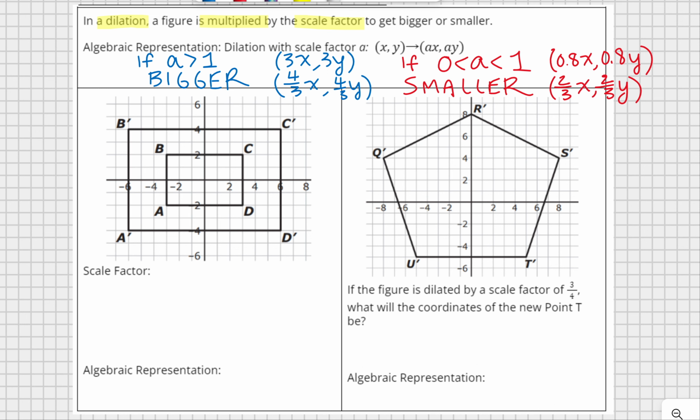In the first example on the left, we have the original rectangle ABCD, and then the new rectangle, which is A prime, B prime, C prime, and D prime. The prime symbols, these little tick marks that you see next to the letters, tell you that's the new figure.